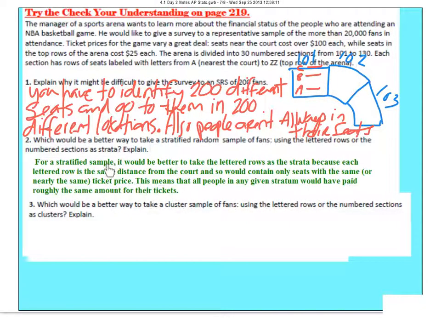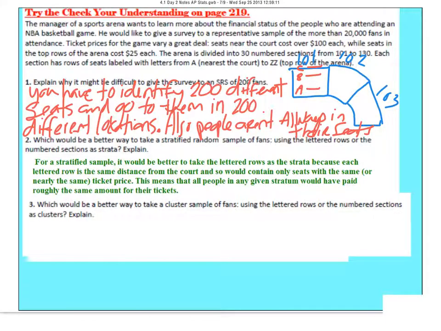So for a stratified sample, it'd be better to take the lettered rows as the strata because each row is the same distance from the court and you would only contain seats with the same ticket price. This means that the people in any strata would have to pay roughly the same amount for their ticket.